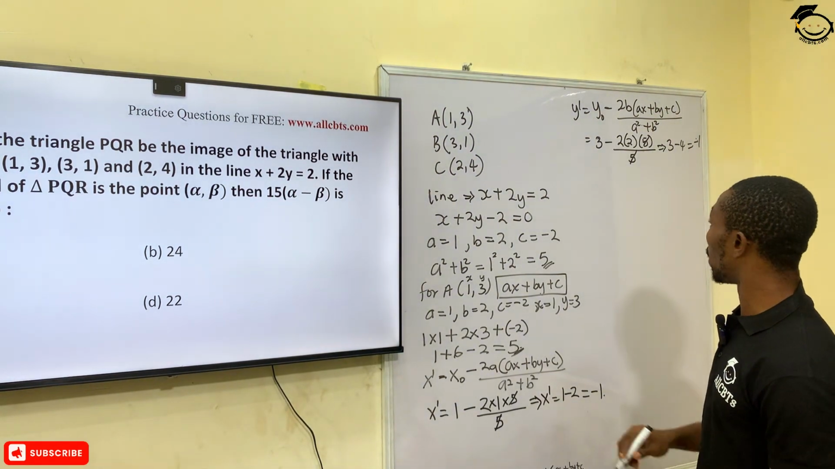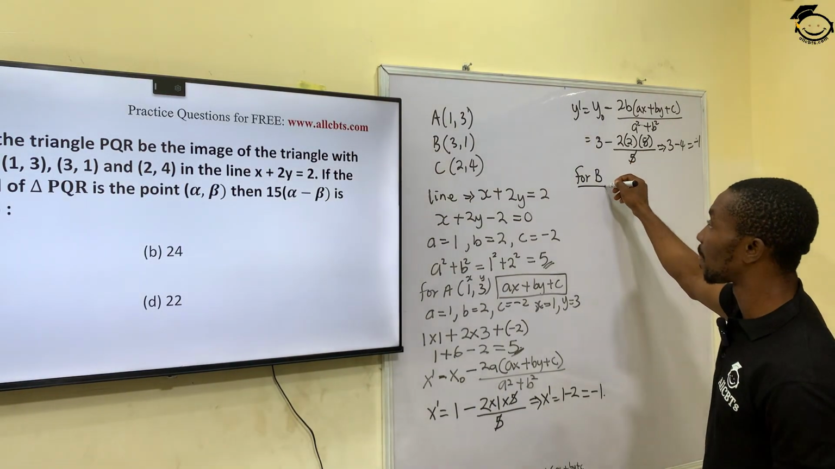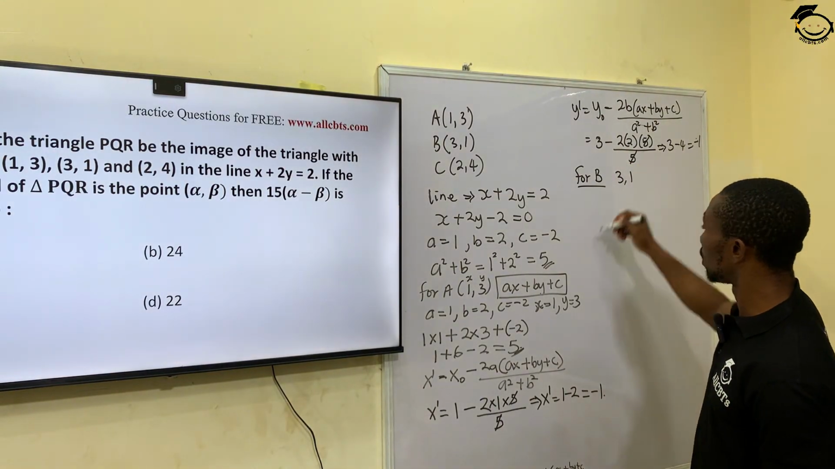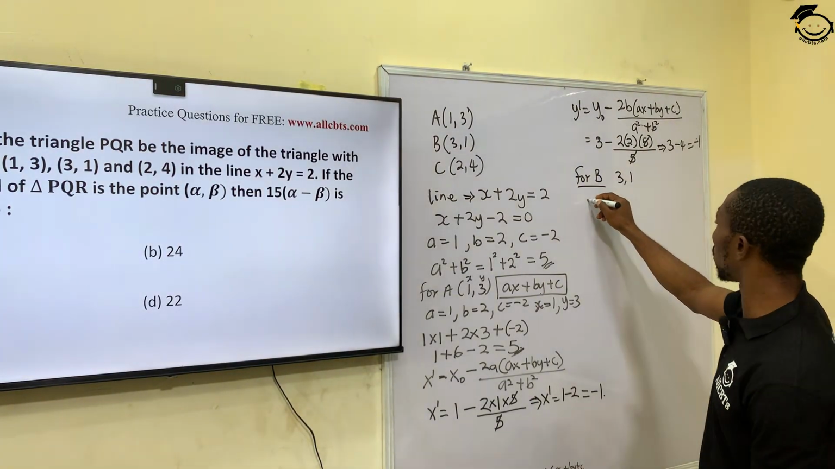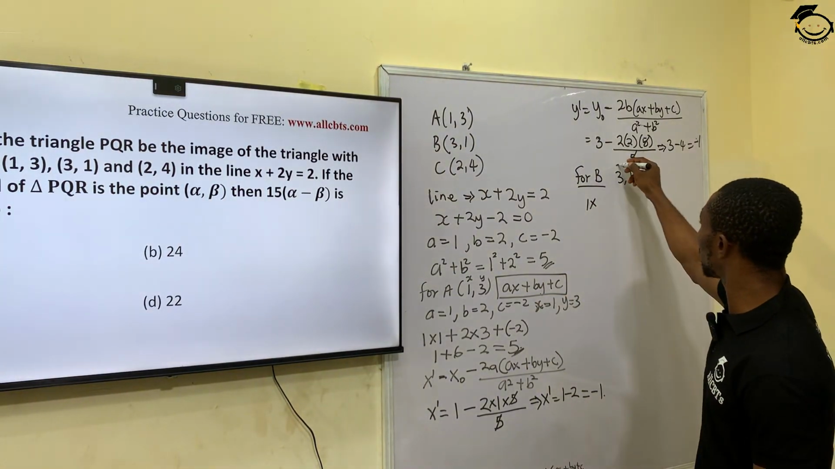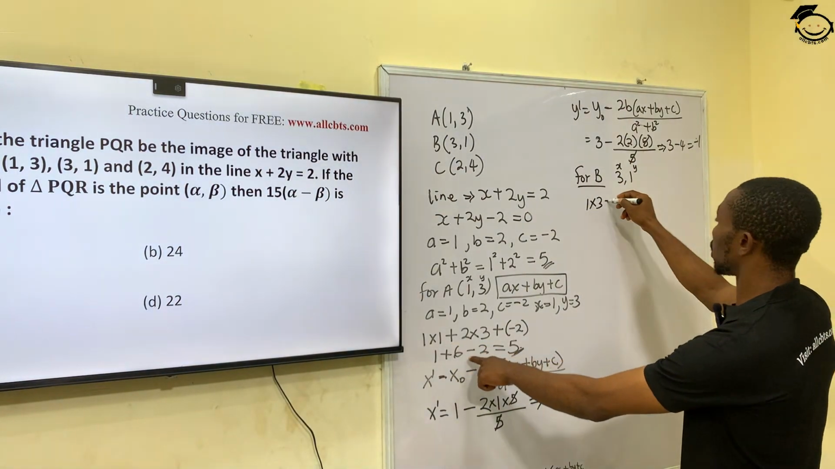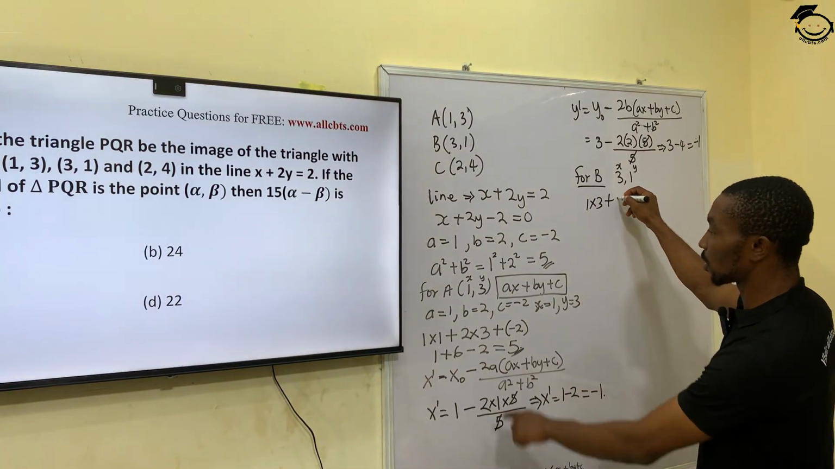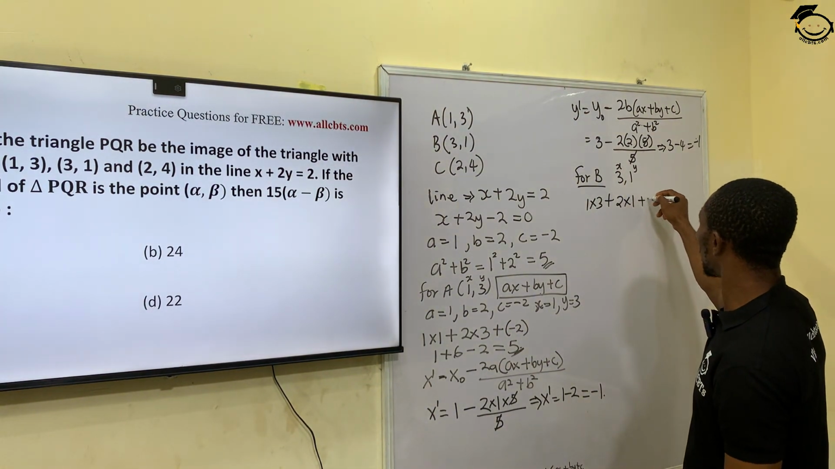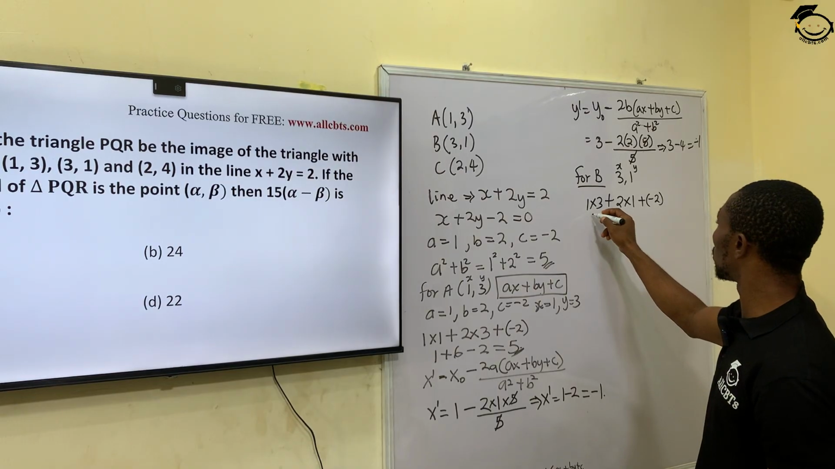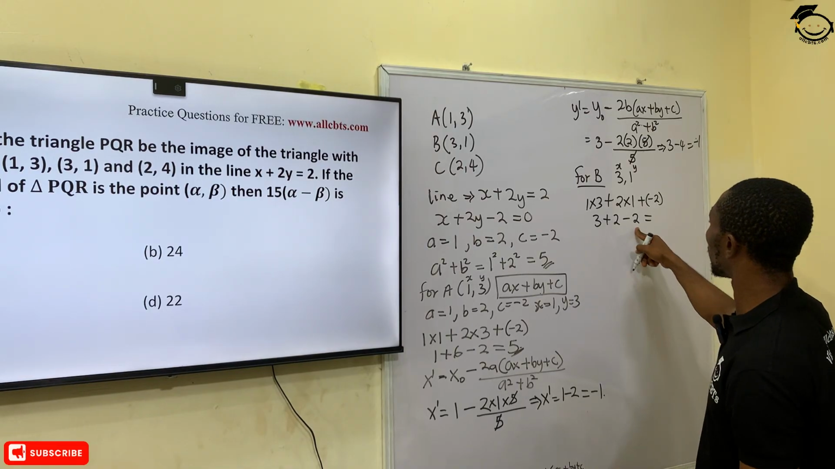Okay? Now, for B, we have it as 3 and 1. Now, still using this same formula, we are going to have it as a, which is 1, times x, which is 3, plus b, which is 2, times 1, plus minus 2. All right, so this gives us 3 plus 2 minus 2, which is 5 minus 2, will give us 3.